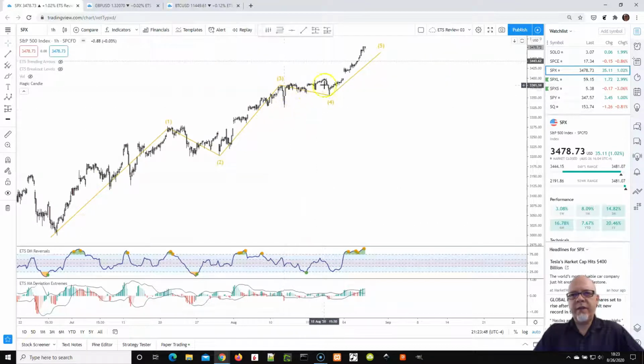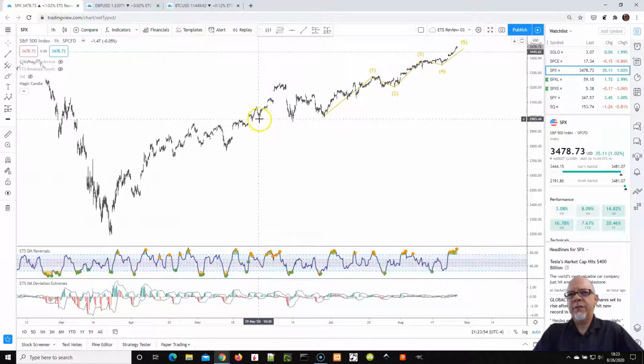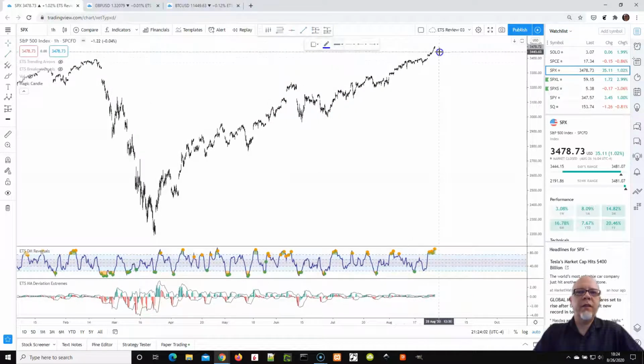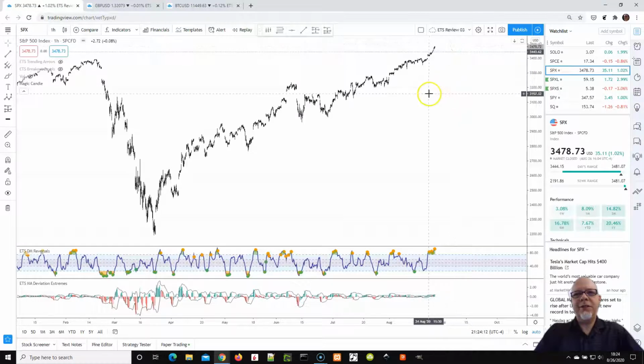We have not very clear moves here as far as I'm concerned. So the point I'm trying to get at here is that there's a very good chance that we might be heading down at some point in the future. So don't be surprised if that happens. And that's basically all I wanted you to take away regarding this.